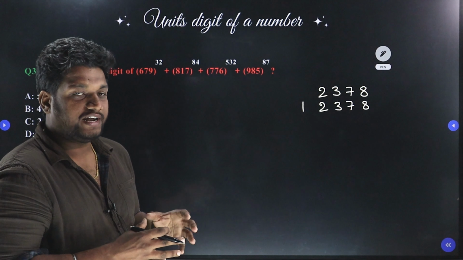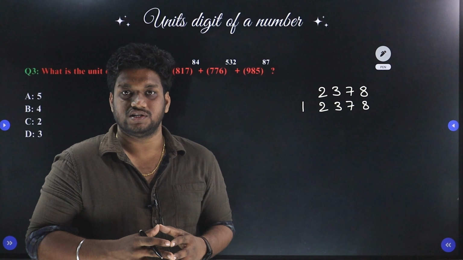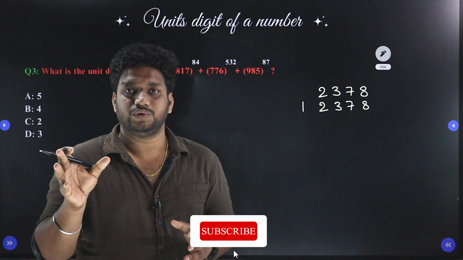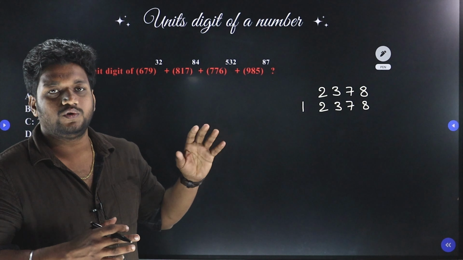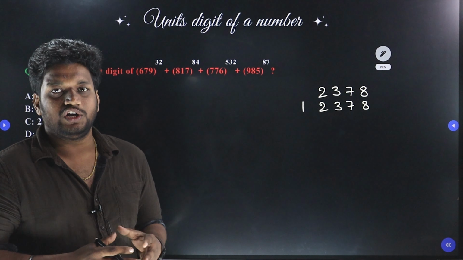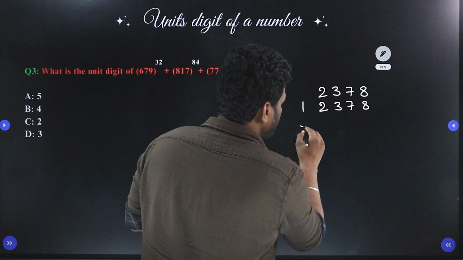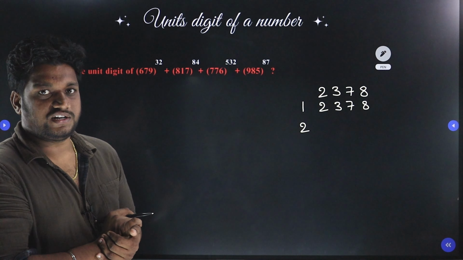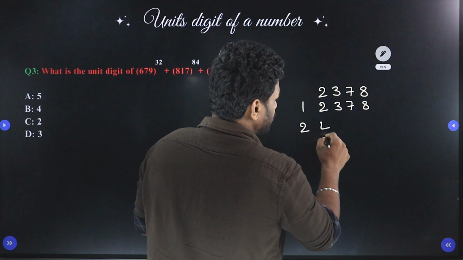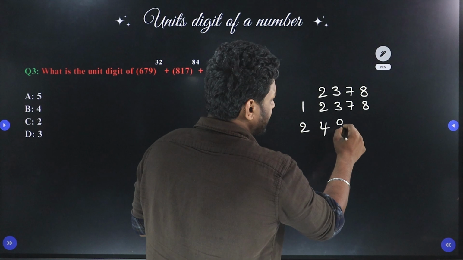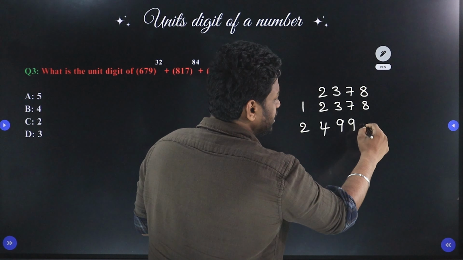If you didn't watch my previous video, then to understand these questions you definitely have to watch the previous video on the units digit of a number, and only then listen to this video. Then only will you understand these questions. Now, if my remainder is 2, for 2 it will be 4. For 3 it will be 9. For 7 also it will be 9, and for 8 it will be 4.